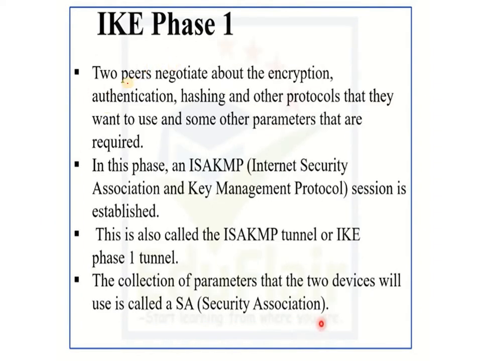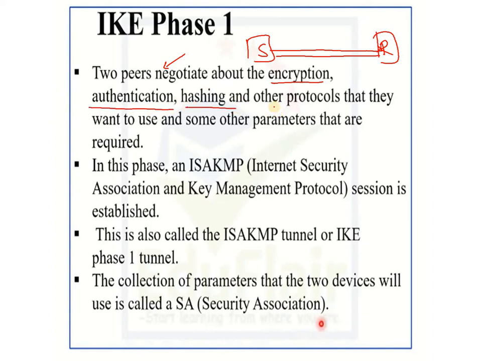Now let us see what is there in IKE phase 1. The two peers negotiate about the encryption. The two peers are nothing but the sender and receiver. They share information about which encryption algorithm they are using, which authentication algorithm, which hash algorithm, and other protocols and parameters that they want to use.